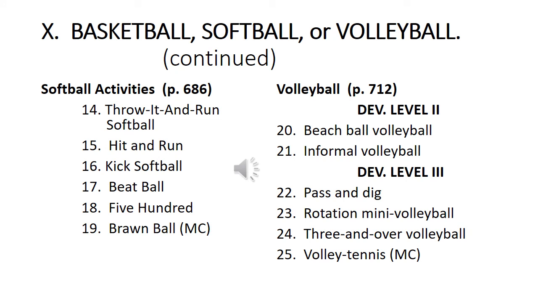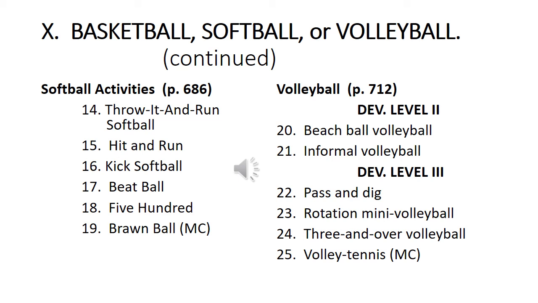To finish activity 10, numbers 14 through 25. Number 14 through number 19 will teach softball activities. So let's turn to page 686. On page 686, we have under developmental level 2, the throw it and run softball. So that's grades 3 and 4.